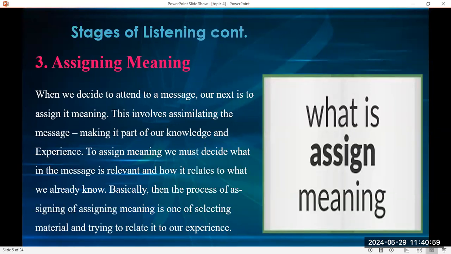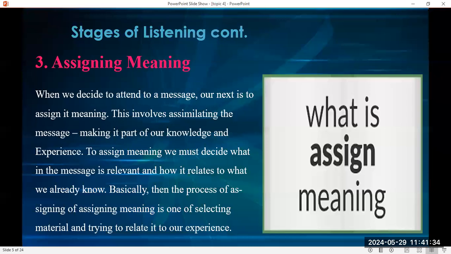That is, you are assigning a meaning to that. Why are you assigning a meaning to that? So that you will not forget. For the purposes of exams and everything, we try as much as possible to assign meaning to the teachings or to the lessons that we learn. So that when you assign meaning, it will be difficult for you to forget. And this involves what? It involves assimilating the message, making it part of our knowledge and experience.